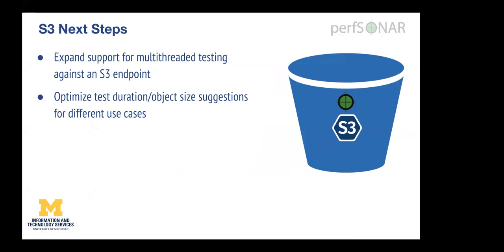There's also the possibility of optimizing test duration and object size suggestions for different use cases. Right now the defaults are just 30 seconds and 1 megabyte. You can obviously control and customize everything as much as you want, but it might be nice to offer some provided defaults so that, for example, if you're a researcher who deals with large objects, there would be an option you can just select as a preset, and you don't have to fiddle with what you would expect your parameters to be. So just offering some different suggestions for what makes sense.